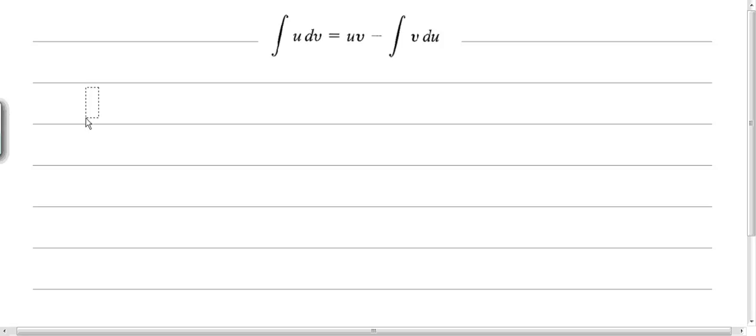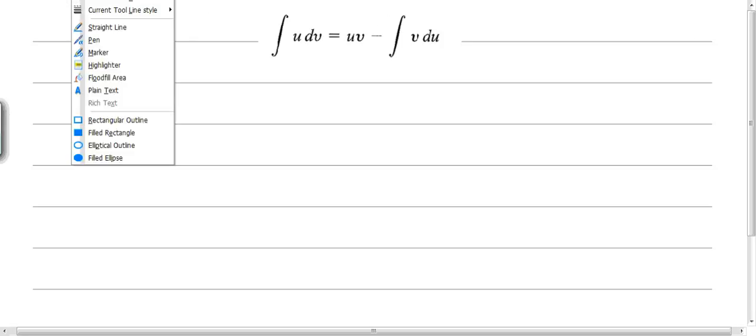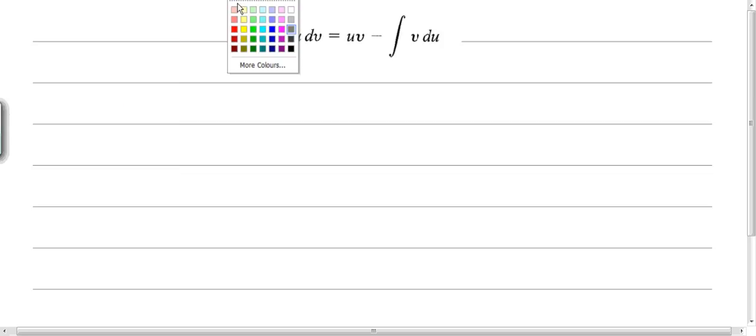Let's make it, well, I'm always getting the wrong pen out. Here's my pen, and there's a color. Let's see if that's going to work.